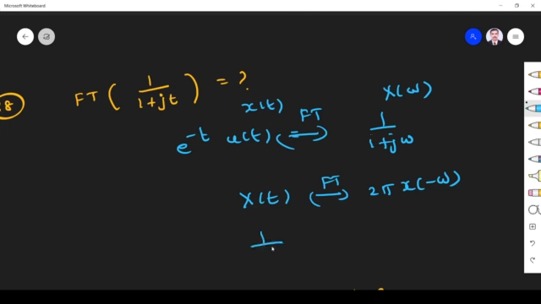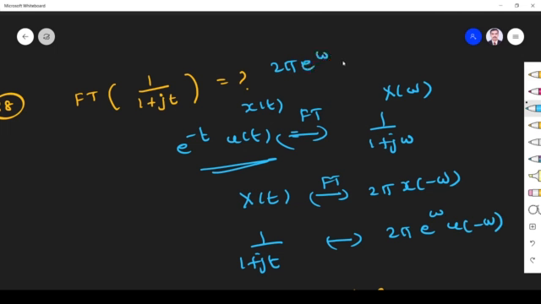So you see Fourier transform of 1 by j t. Instead of omega, we have t. So it is 1 by 1 plus j t. So for that, Fourier transform is 2 pi x of omega. X is nothing but this one. So instead of t, we have to substitute minus omega. So e power minus t means e power omega u of minus omega. So the answer is 2 pi into e power omega into u of minus omega.